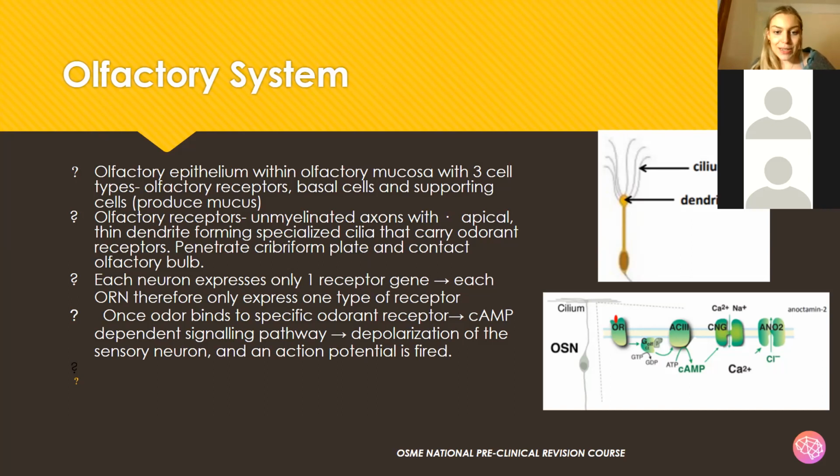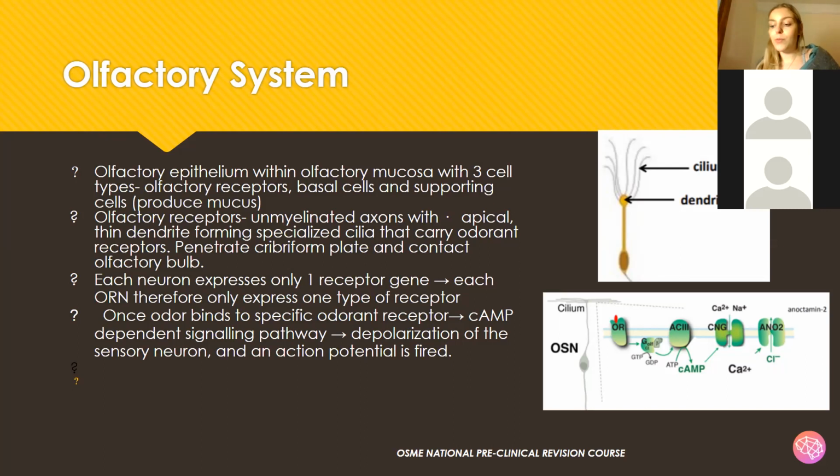So each neuron only expresses one receptor gene, so therefore each olfactory receptor neuron, each ORN, only expresses one type of receptor, so they're really unique to odors. And once an odor binds to a specific odorant receptor, a sequence of events is initiated that leads to the depolarization of the sensory neuron and leads to an action potential being fired.